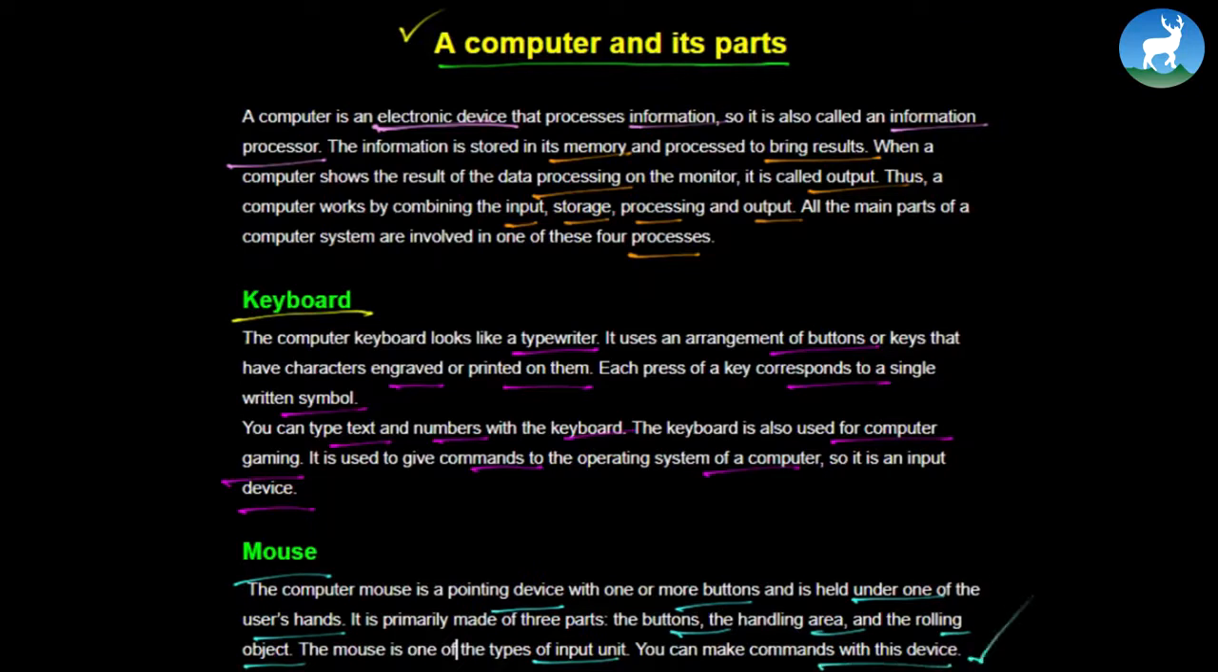So this paragraph contained information about computer. The beginning was the info about computer, then it moved to info about keyboard, and finally we got the information about mouse. Computer, keyboard, and mouse. Keyboard and mouse are the parts of a computer. Now we will go on studying other parts that are used in a computer.